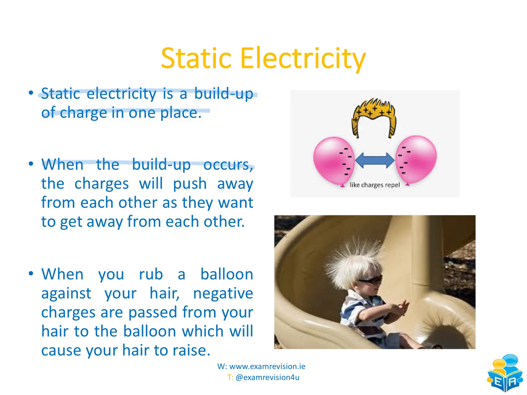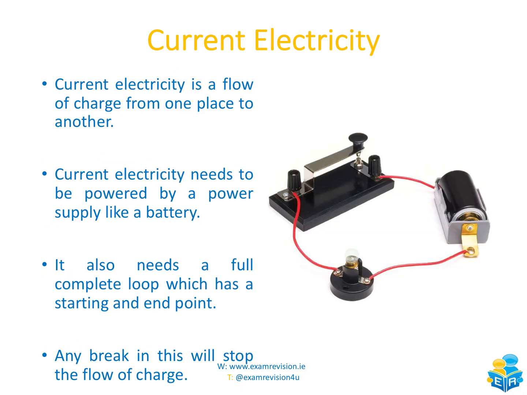So when the buildup occurs, the charges will push away from each other as they want to get away from each other. So we can see that over here, the like charges are repelling. So when you rub a balloon against your hair, the negative charges that were on the balloon will be attracted or passed to the positive charges that are in your hair, and this is going to cause your hair to rise. So that's static electricity, a buildup of charge in one place.